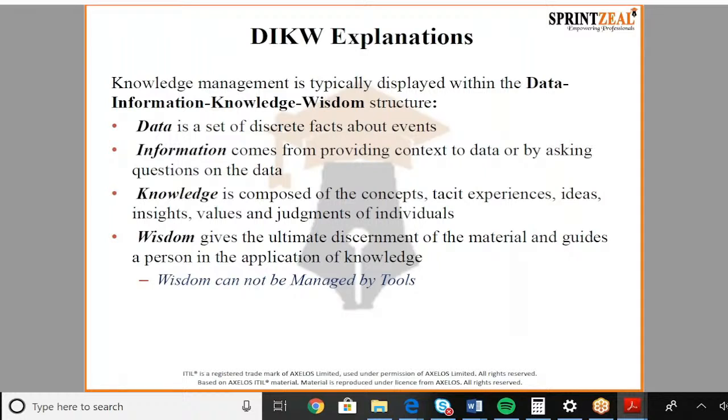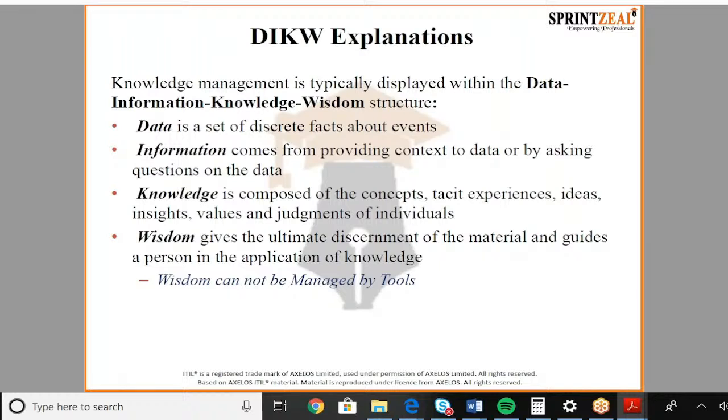We move from information to knowledge, which is comprised of concepts, experiences, ideas, insights, and values and judgments of individuals. So knowledge is taking that information and saying, okay, why does this keep happening? Why are users calling? What is it about our platform that's failing? And then we start to do some diagnosis and to analyze the information that we receive. And that leads us to knowledge.